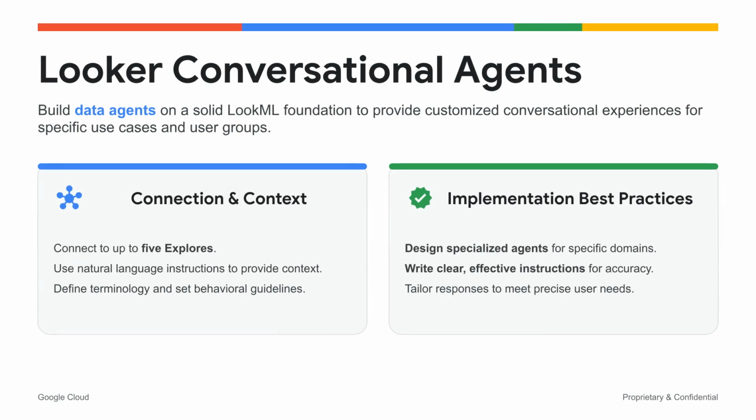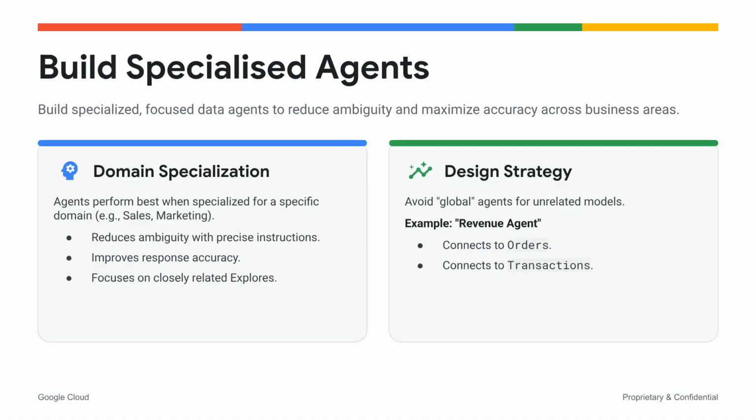After establishing a solid foundation with LookML best practices and well-configured explorers, you can build data agents to provide customized conversational experiences for specific use cases or user groups. Data agents connect to up to 5 explorers and use natural language instructions to provide context, define terminology, and set behavioral guidelines. When it comes to building your agents, we recommend building specialized, focused agents rather than broad, global ones. This will help maximize accuracy and reduce ambiguity.